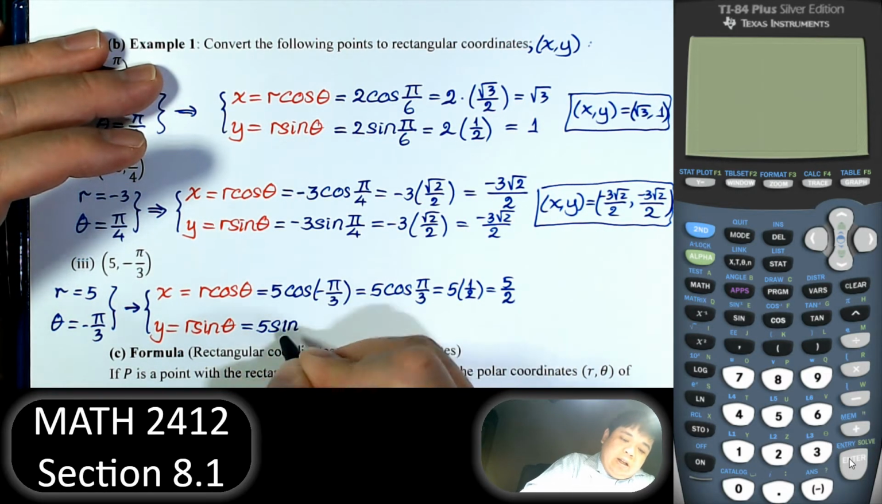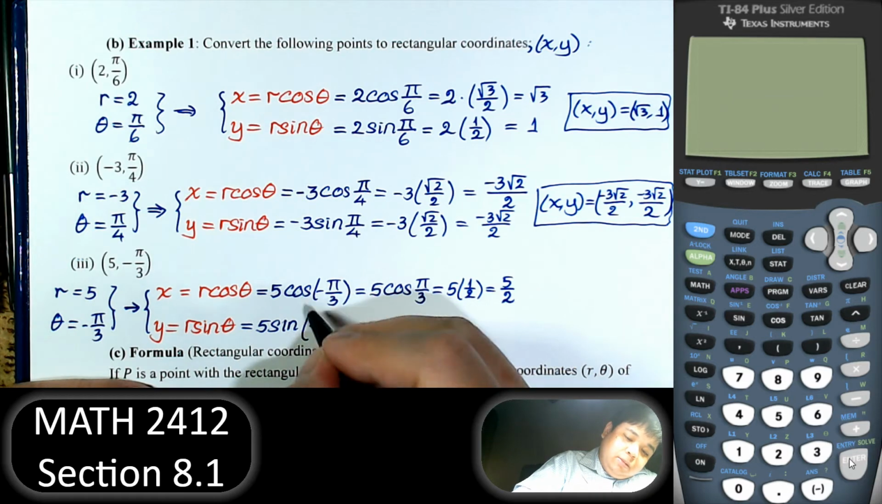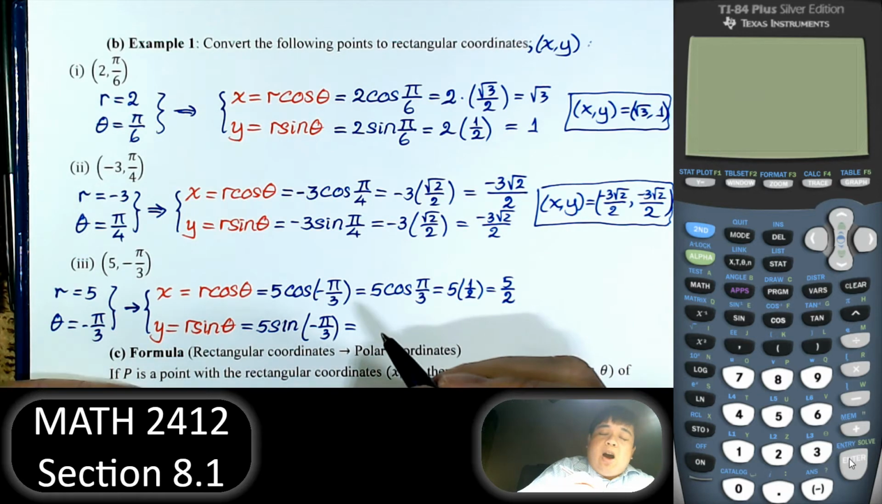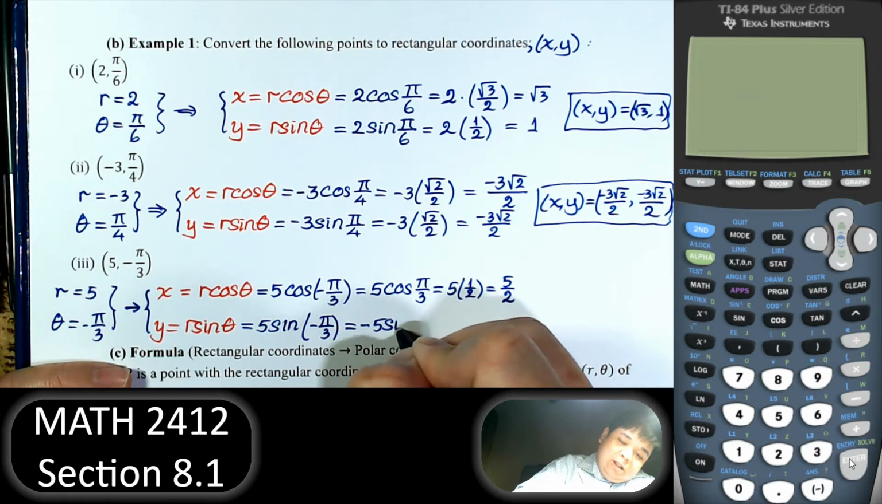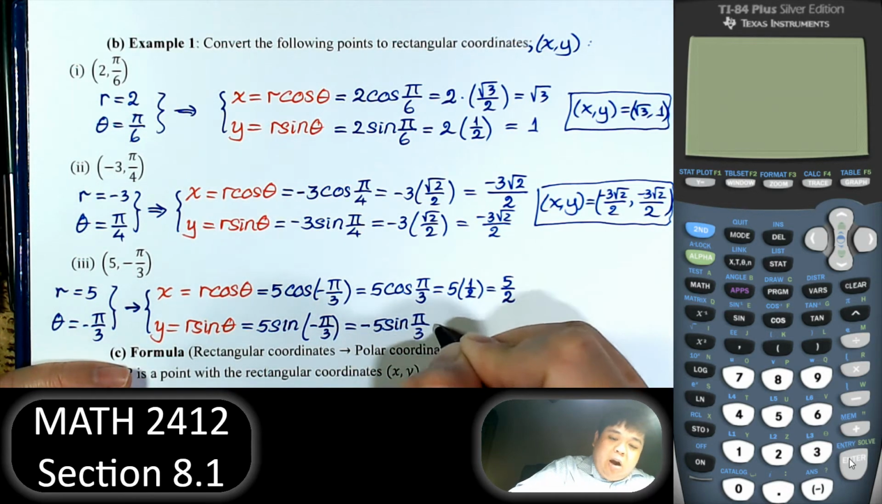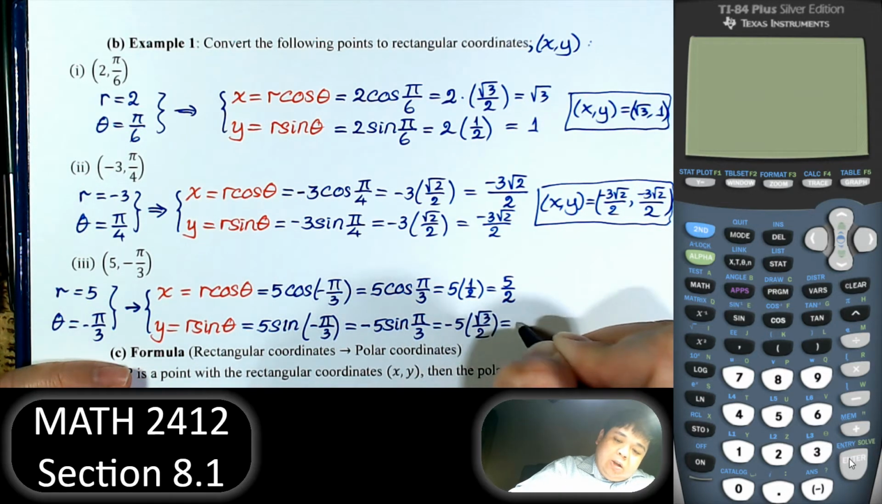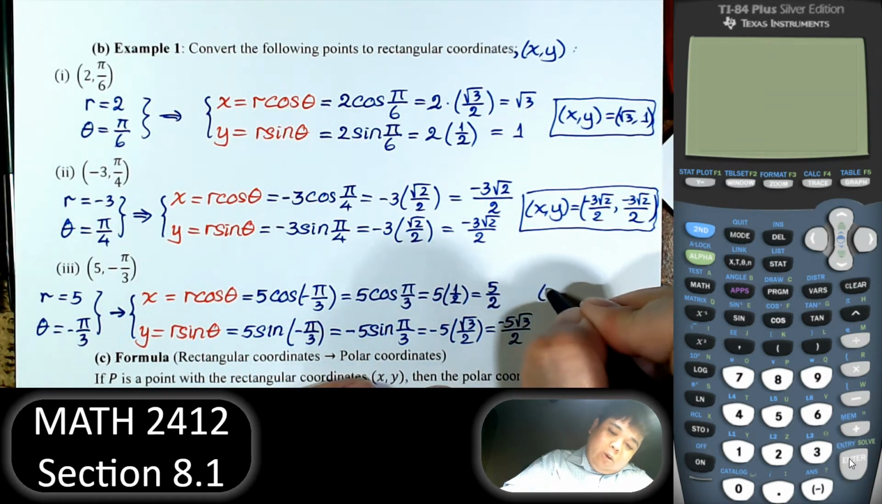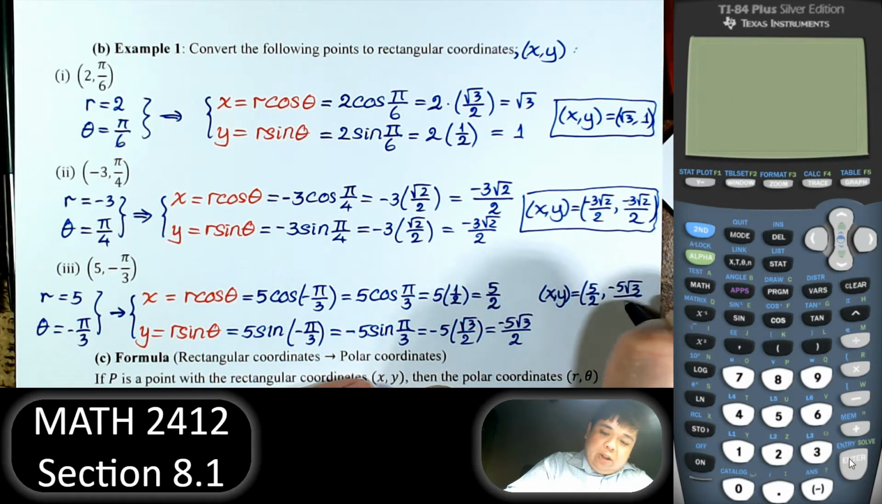And do the same thing. r sine theta for y. r sine of negative pi over 3. Sine is an odd function, so sine of negative is the negative sign. And sine of pi over 3 is square root of 3 over 2. So we have negative 5 square root of 3 over 2. So we have the point x, y: 5/2, negative 5 square root of 3 over 2.